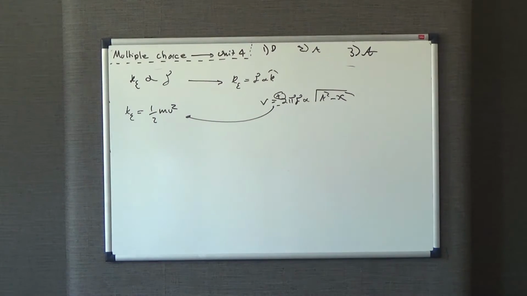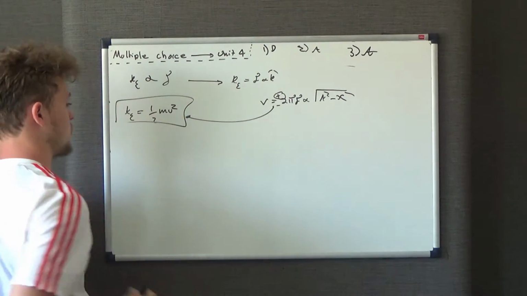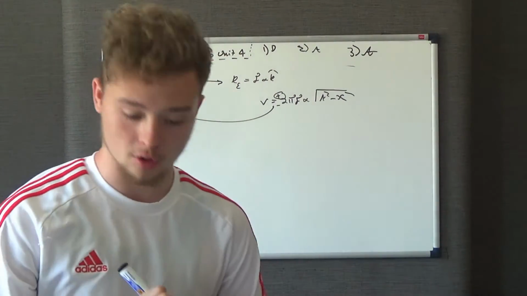For those of you who are just guessing, we've just chosen A twice, so it's not likely to be A again. So it's not going to be A. I've tried to give it the best explanation I could.